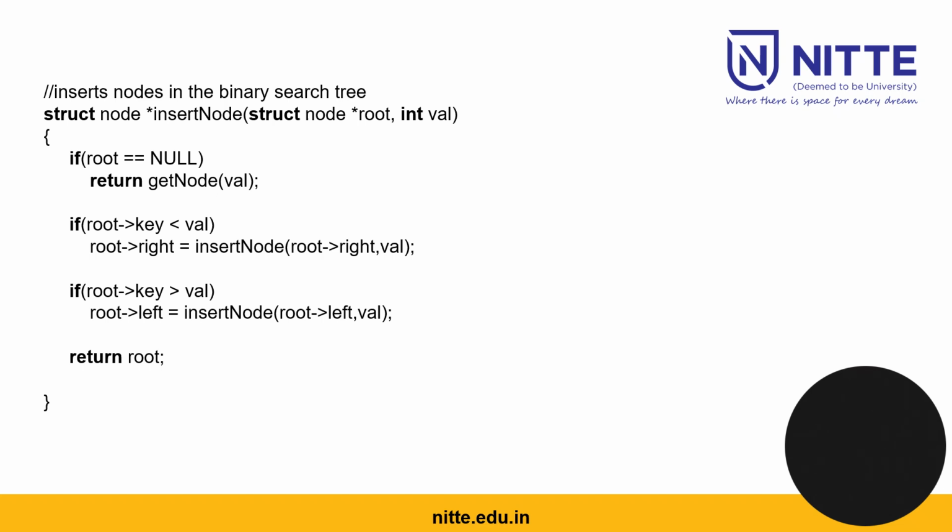Otherwise, if root key is less than value, then what will it do? It will insert the node to the root's right. Okay, that value will be inserted at the root right, and that will be assigned to root right. And if root key is greater than the value, then it will be assigned to the left of the root. The value will be assigned to the left of the root by using the function insertNode, and that will be assigned to root left. Then it will return root.